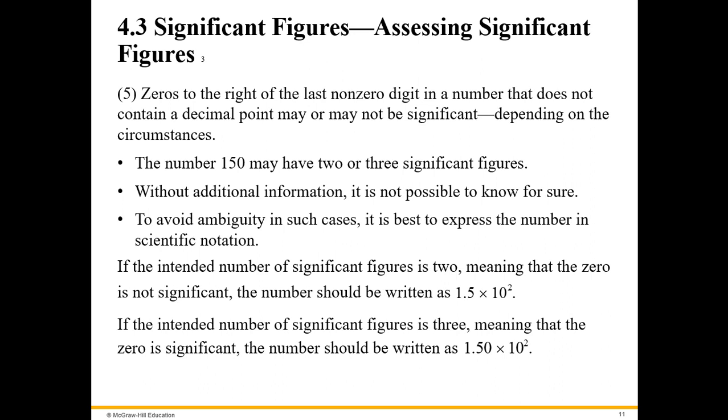If you can't identify how many sig figs are in this number, you take the number and write it in scientific notation. The coefficient is always significant. So when you write 150 in scientific notation, 1.5 times 10 to the power 2, 1.5 is 2 sig figs. If the intended number has 3 significant figures, meaning that the 0 is significant, the number should be written this way.